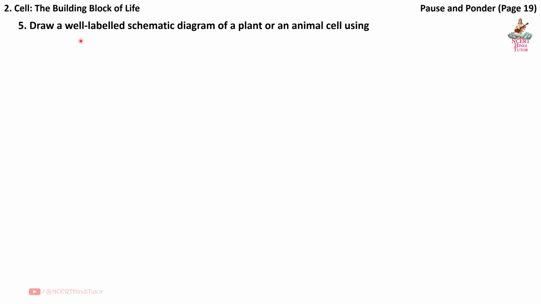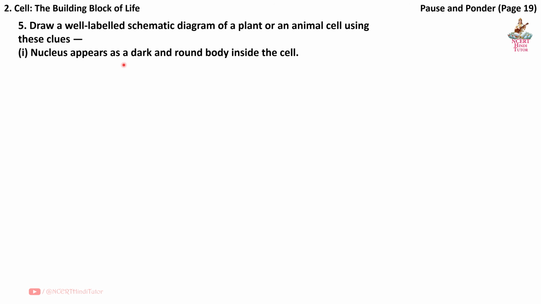Question 5. Draw a well-labeled schematic diagram of a plant or an animal cell using these clues. Nucleus appears as a dark and round body inside the cell.